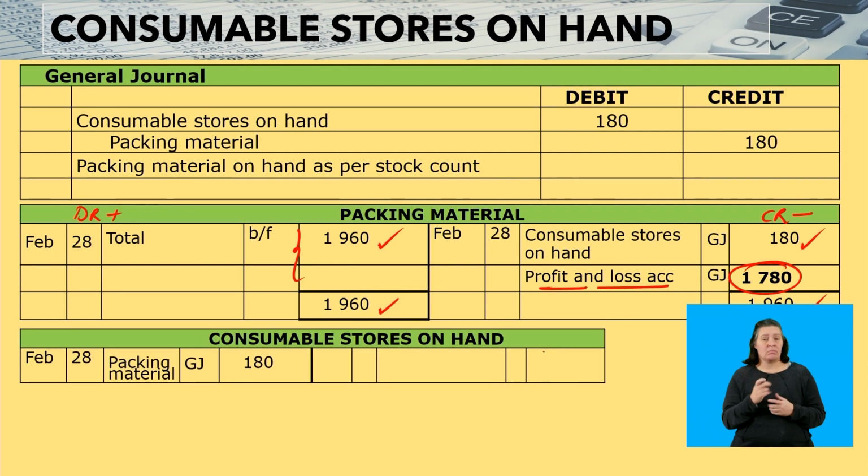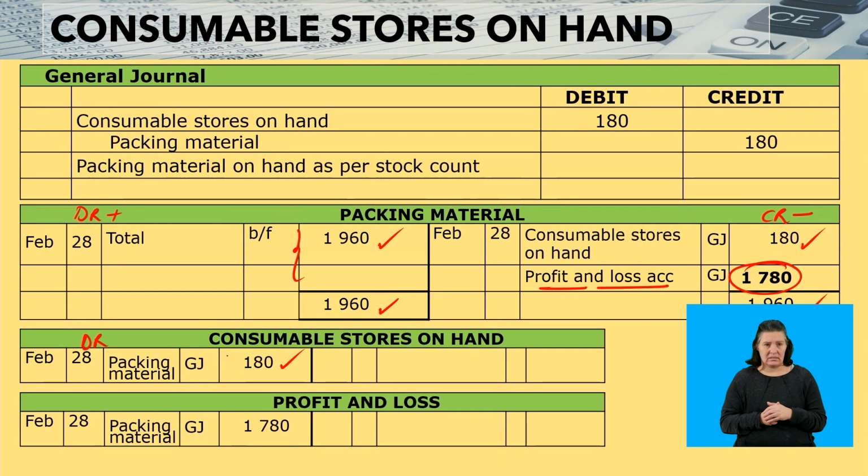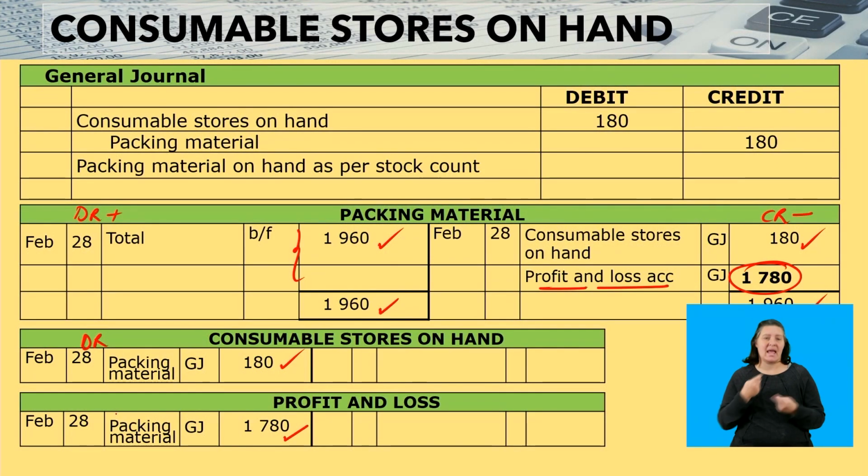When I come to my consumable stores on hand, I then have 180. I'll debit this because remember we said it will be treated as a temporary asset. So I will debit this particular account. And then in my profit and loss account, remember this is packing materials used, 1,780. That becomes the expense for this financial year on my packing materials. Hence, when I come to the profit and loss account, I am debiting it because this is the packing materials used. That is my expense on packing materials for this financial year.